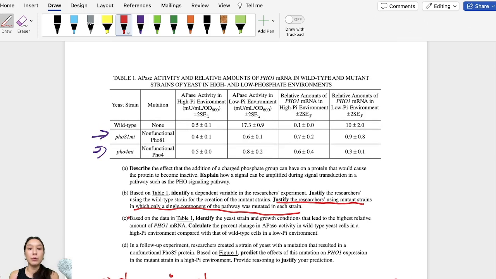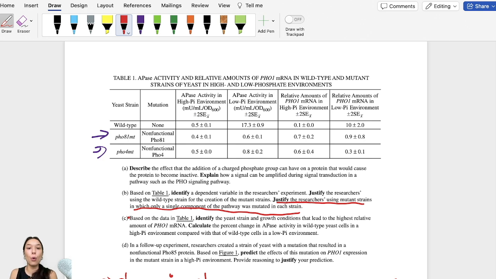So if I have a mutant that has a mutated FO81 and FO4, and I observe that it's upregulated, well, I don't know what mutation is doing that. I don't know what protein is responsible for that. It could be FO81 or it could be FO4. You can't tell what each of those mutations are doing if they're combined.